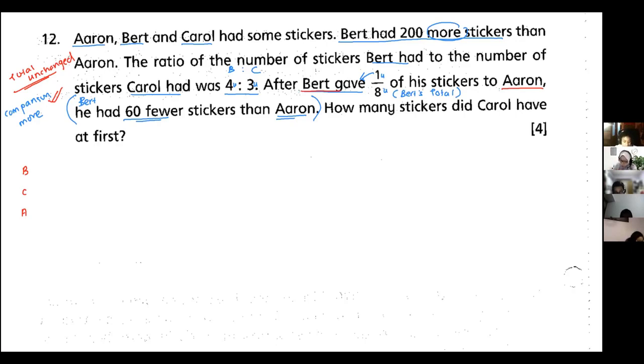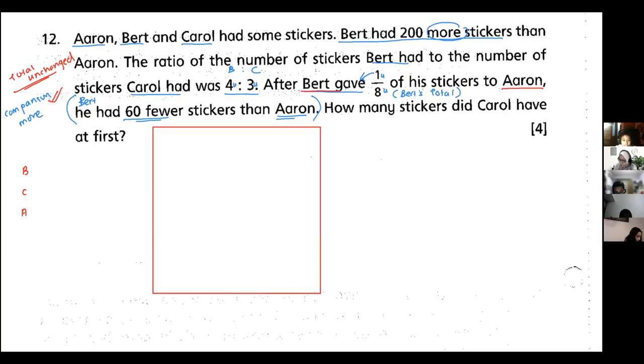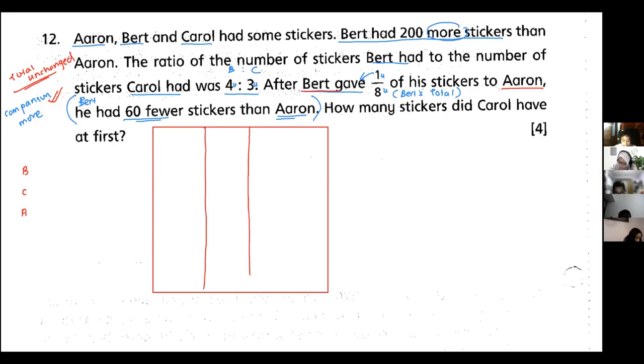Okay, so we're going to draw out the table first. Let's make a big one. Okay, divide it into four columns because there's a more. One, two, three, four. Okay, so we have Aaron, Bert, More, Carol, B, C, and A.